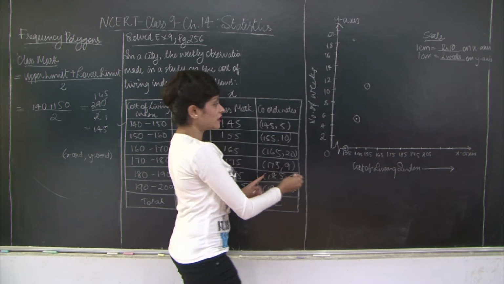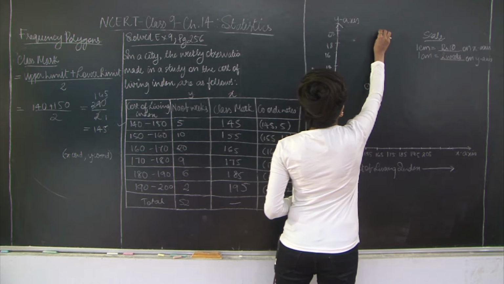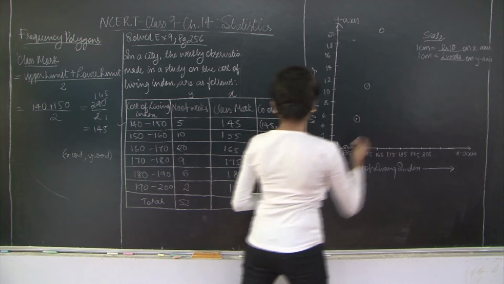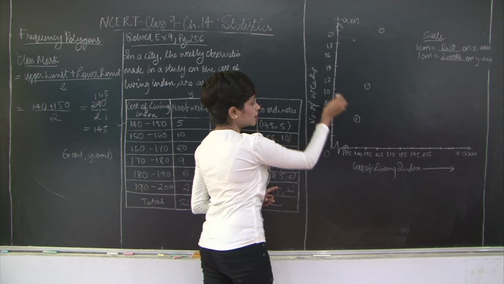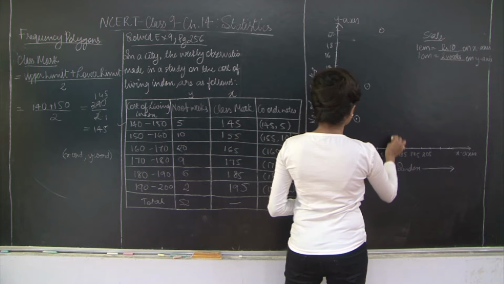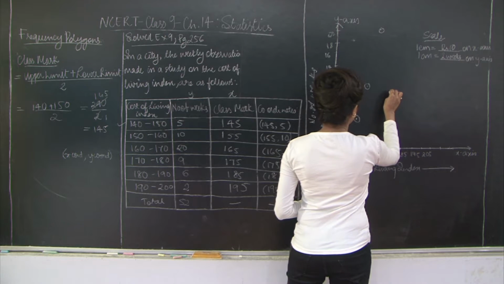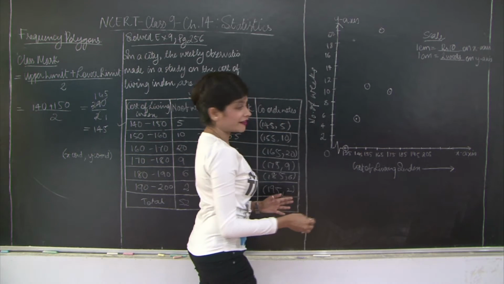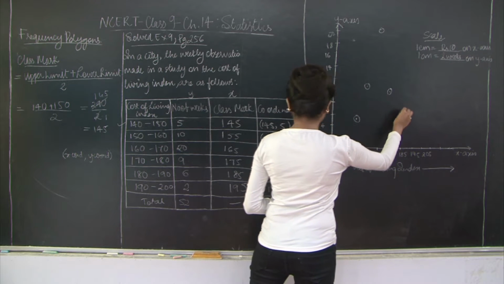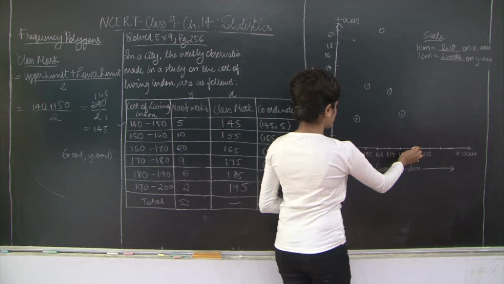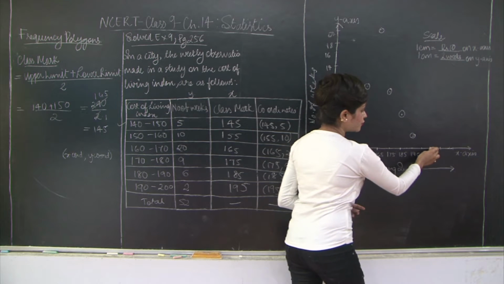Then I have 165 and 20. So let's go ahead with 165 and 20. This would be the top notch. Then I have 175 and 9. So 9 would be between 8 and 10, the midpoint, right? So 175 and 9. Then I have 185 and 6. So 185 and 6. Then 195 and 2. And finally, I will take a 0 frequency out here.